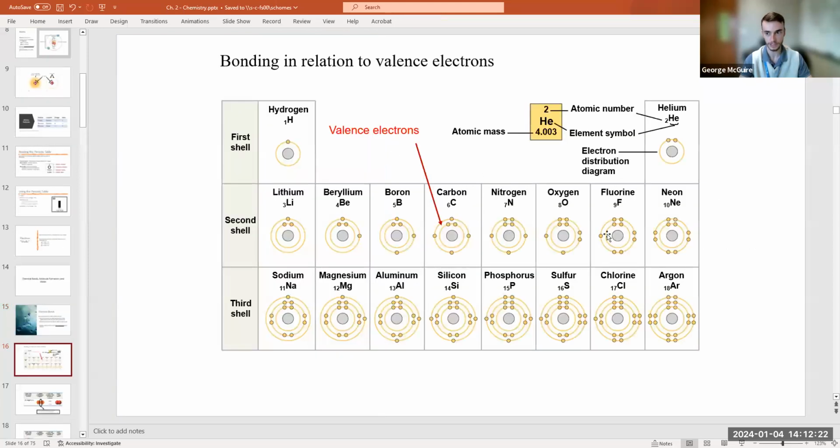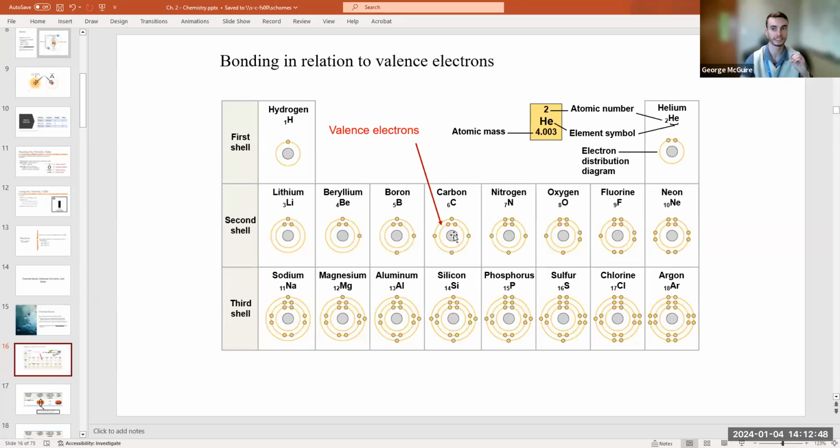Cool. So here's a look at what some of these smaller elements look like with their electrons placed into shells. Hydrogen only has that first shell. It has one electron in that first shell, so it is able to make one bond, essentially. Helium, neon, and argon are all part of group 18. They have full valence shells and cannot bond.